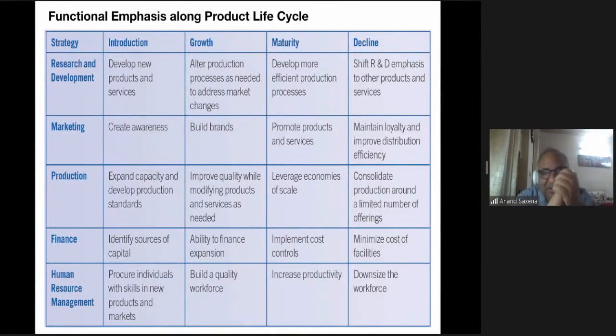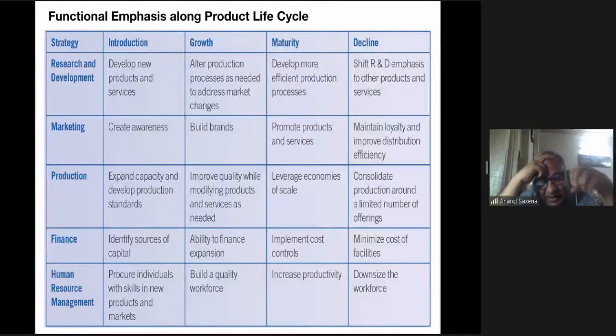Marketing you are well aware of. Likewise, when we look at operations, our focus would be to develop the production standards, and maybe even the product standards, and standardize the production process. And then at the maturity level, our objective will be to leverage the economies of scale, and that's how.